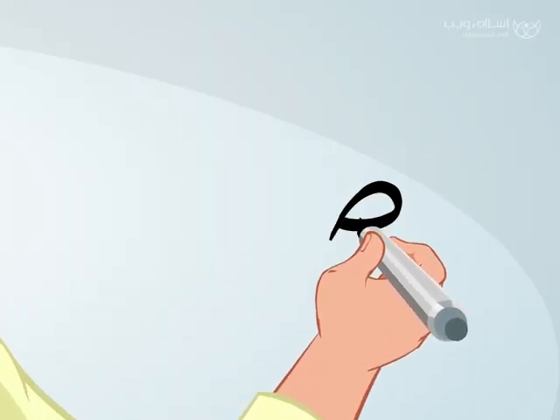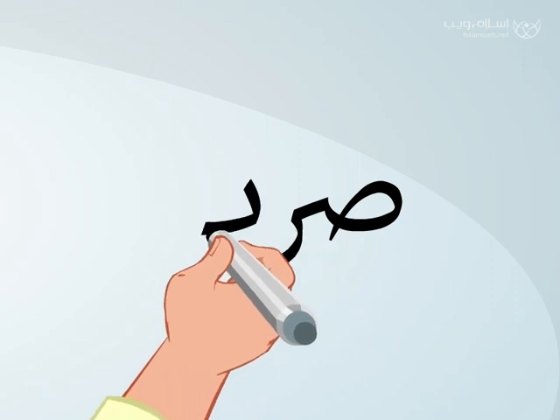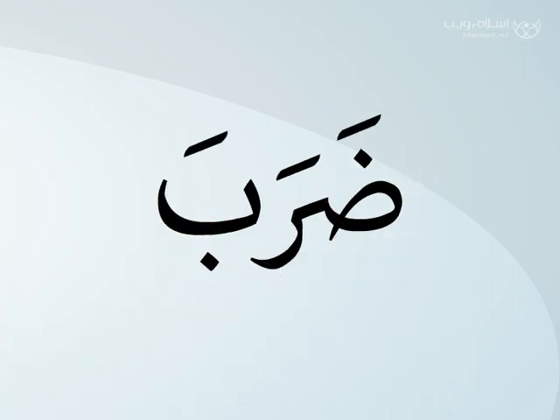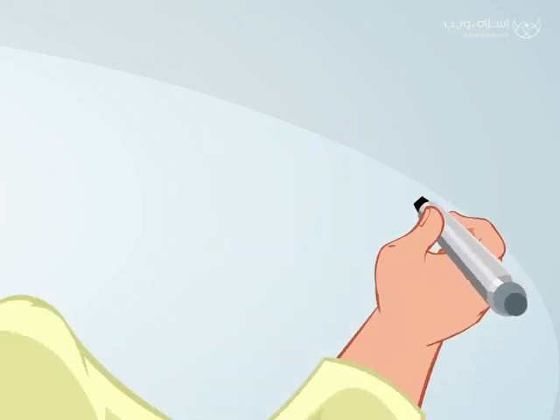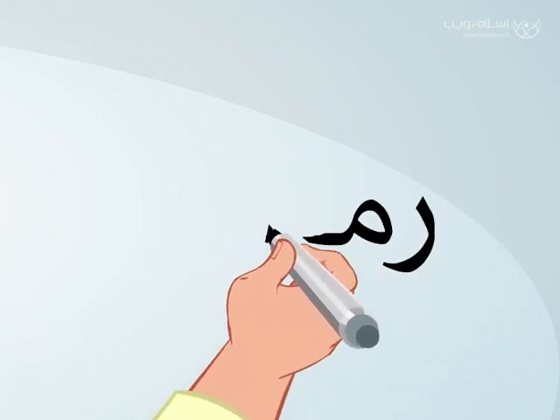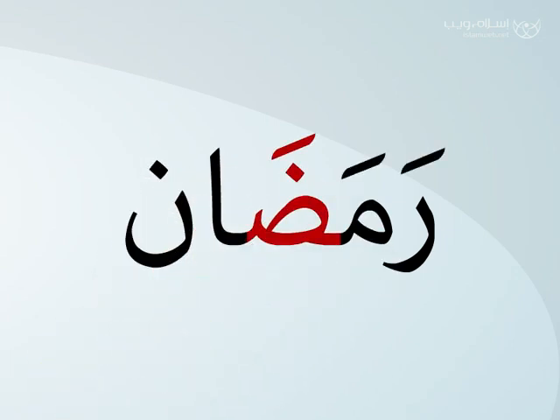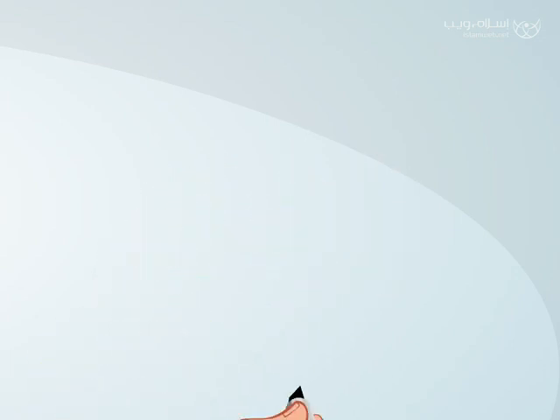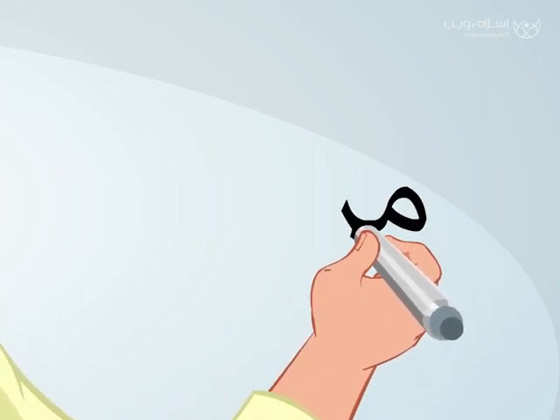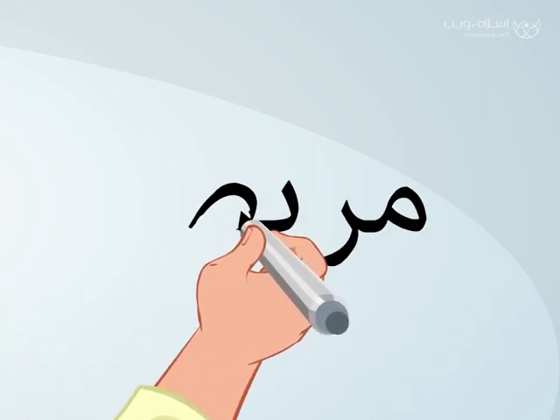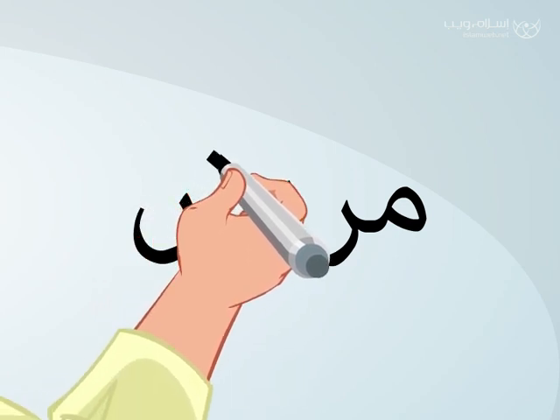This is how we write ضاد at the beginning of the word, like this example. ضرب, which means to hit. This is how we write ضاد at the middle of the word, like this example. Ramadan, which is the famous fasting month. And this is how we write ضاد at the end of the word, like this example. مريض, which means sick.